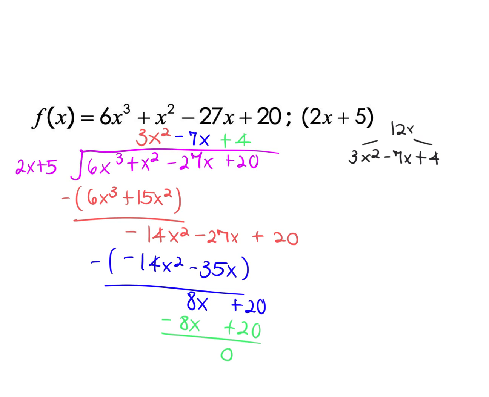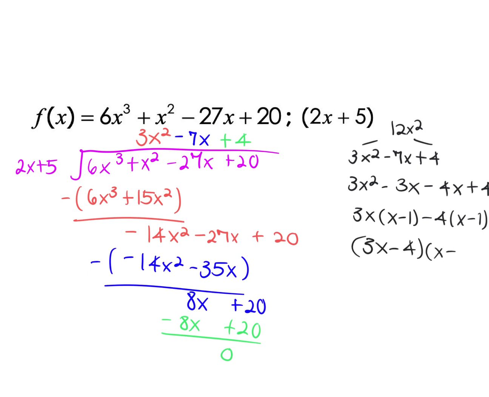So this is 12x squared. We just did a problem like this, so I'm not going to write all that part out. You can go back again and check if you'd like to see, but it is going to be factors of 3x and 4x plus 4. I think they are switched a little bit, but that's okay. So it's 3x times x minus 1 minus 4 times x minus 1. So this is 3x minus 4 times x minus 1.